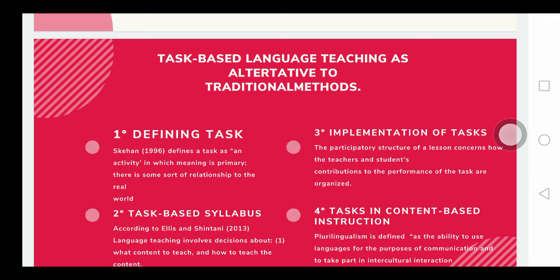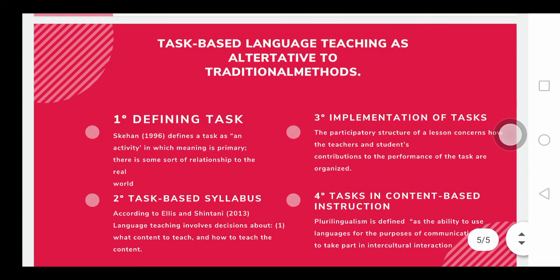Then we have the task-based syllabus. According to Ellis and Shintani, 2013, language teaching involves decisions about what content to teach and how to teach the content. This involves making decisions at the level of syllabus design and methodology.